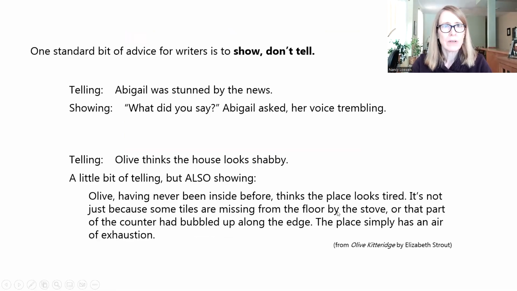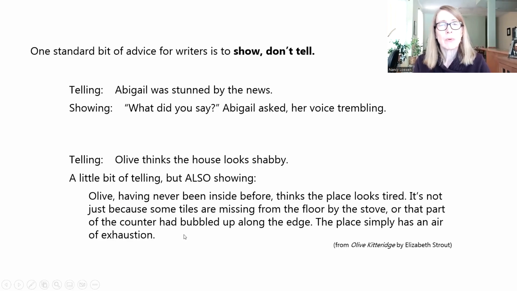So one standard bit of advice for writers is to show, don't tell. Telling would be, Abigail was stunned by the news. Showing would be, "What did you say?" Abigail asked, her voice trembling. So in her dialogue and in what she's doing, we can tell that she is stunned. Here's another example. This is from Olive Kitteridge. This one I just made up. Olive thinks the house looks shabby. So that's telling.